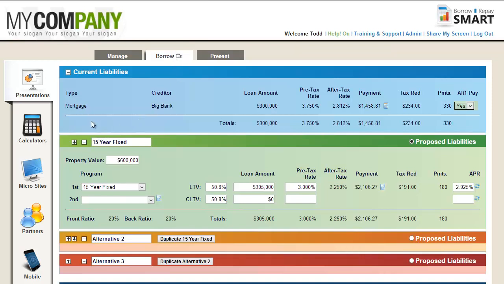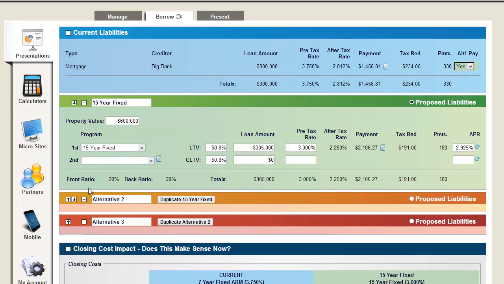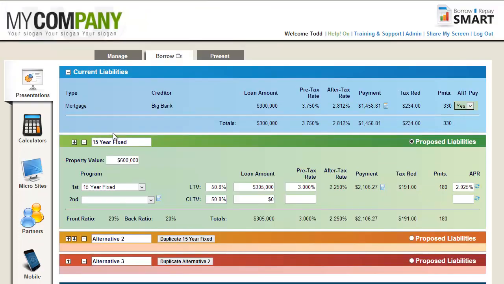Well, the first thing we do is we look at their current mortgage with Big Bank. They owe $300,000. They're currently paying 3.75. They're currently paying $1,458, and they currently have 330 months to go on that particular loan. We're going to compare it to a 15-year fixed. We can compare it to multiple products. I can compare it to a 15, a 30, and a new 7. But again, I like to start off simple and see if I can answer the question in the simplest terms possible. And if I need to add other products, I can always do that.